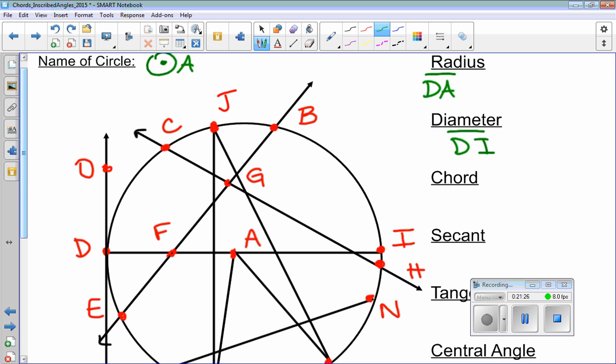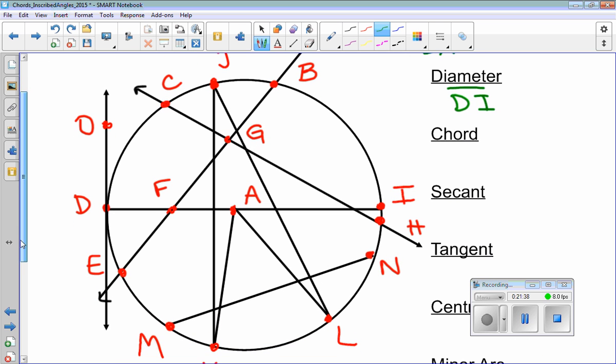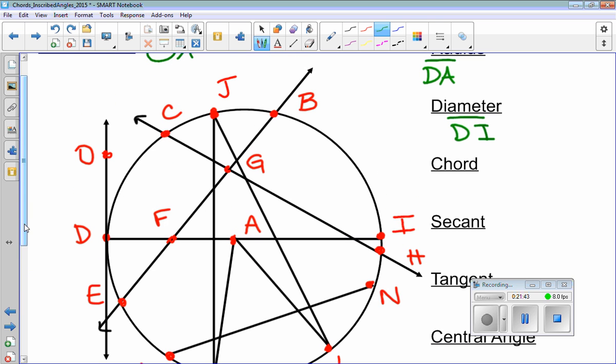I agree. How about a chord? There's multiple answers here. What'd you get for that one? Julia? JK. I love that. JK. I don't see where K is. Hang on. Oh, that's why I don't see it. Yes, JK is a chord. I agree. There are lots of chords in this picture.